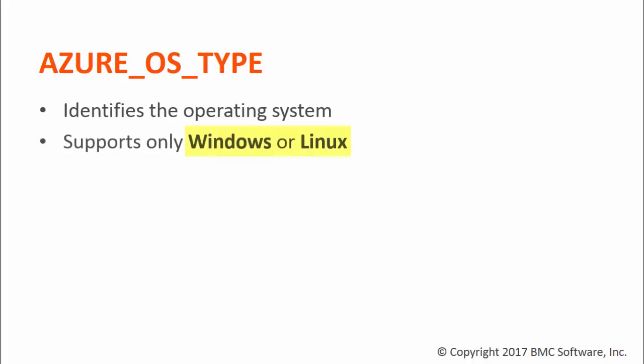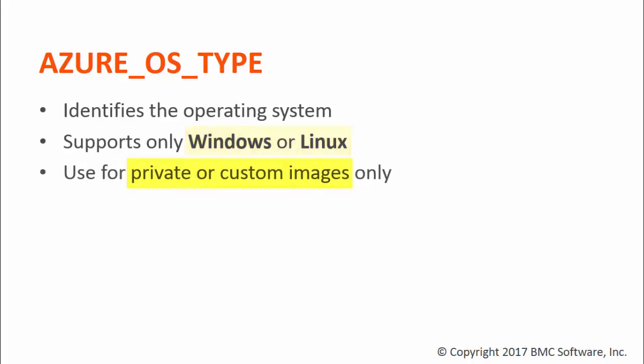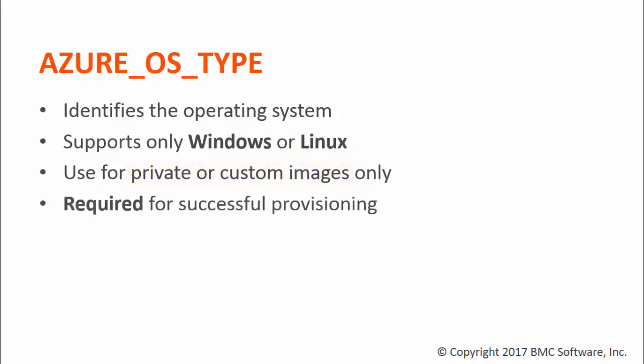The Azure OS type parameter identifies the operating system for the provisioned service. Only the values of Windows or Linux are supported. Use this parameter for private or custom images only. This parameter is required for a successful provisioning.